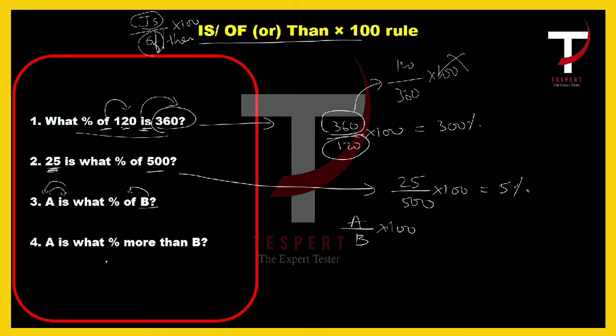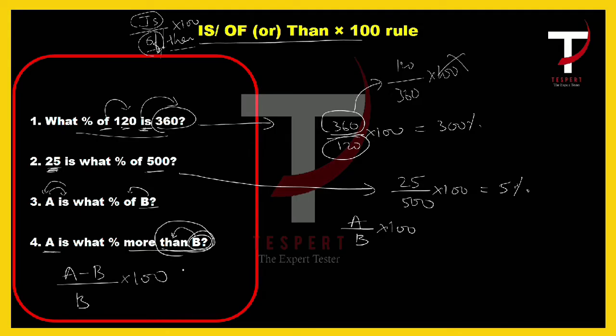Okay, so A is what percent more than B? A is more than B, right? A is more than B, but what percent more than B? So in this case we must take the difference between A and B, and observe here, B follows "than", B doesn't follow "of". Even though B doesn't follow "of", whatever entity follows "than" must be in the denominator. So whether "of" or "than", that must be in the denominator. So (A minus B) by B into 100 in this case.